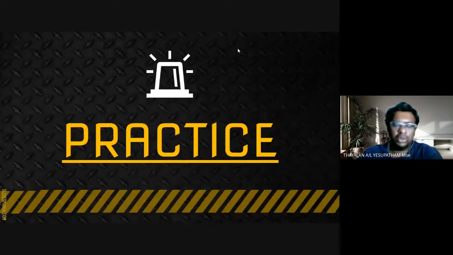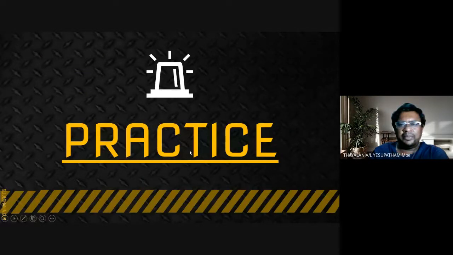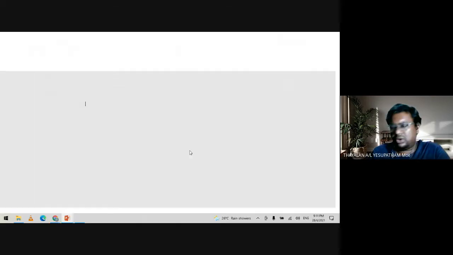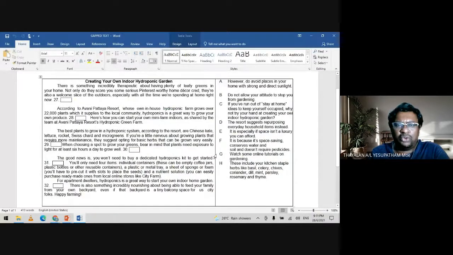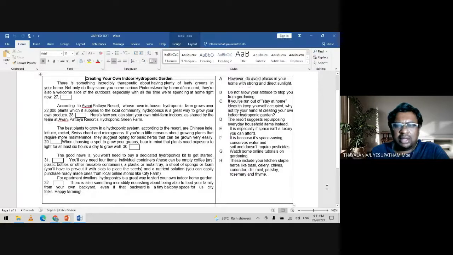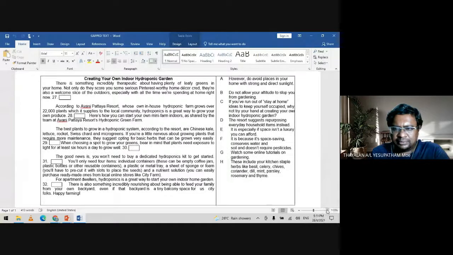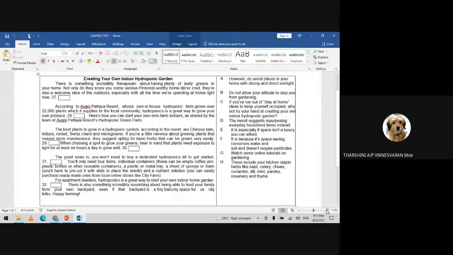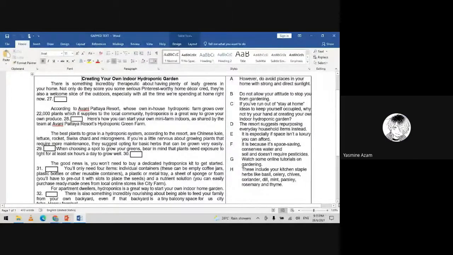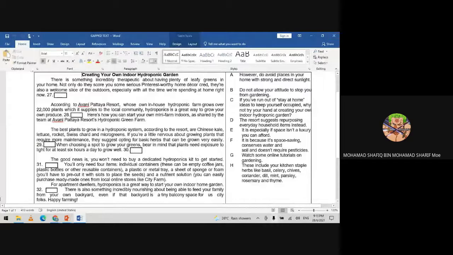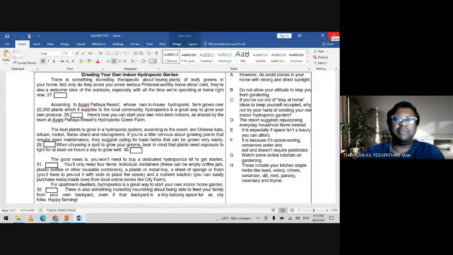Now, let's move on with the practice. I really hope that you're using a laptop or a tab, because otherwise, if it's a phone, it'll be a bit too small for you. Can you all see?